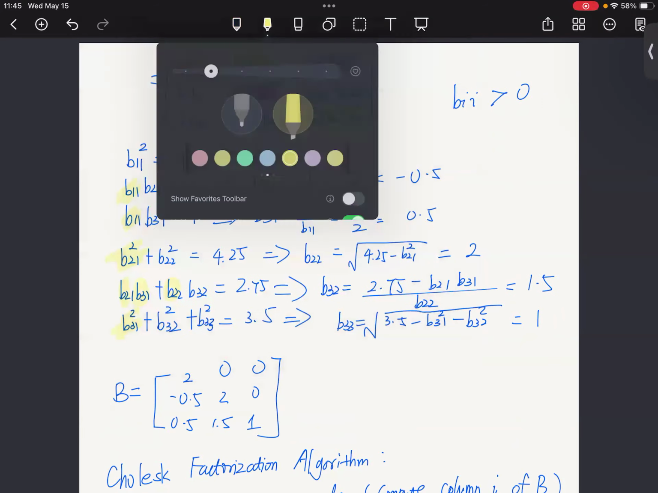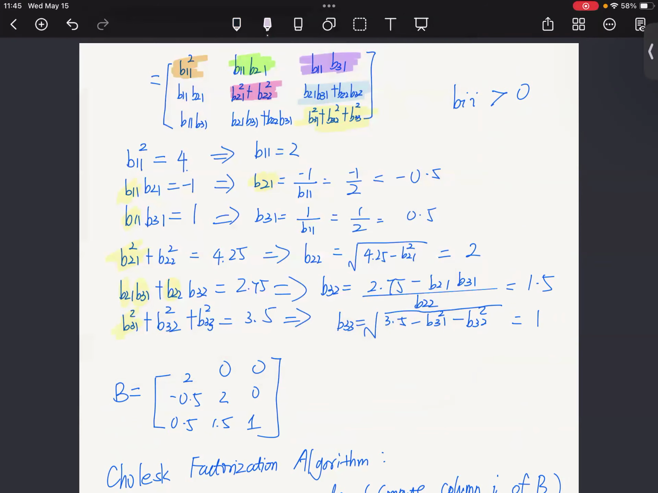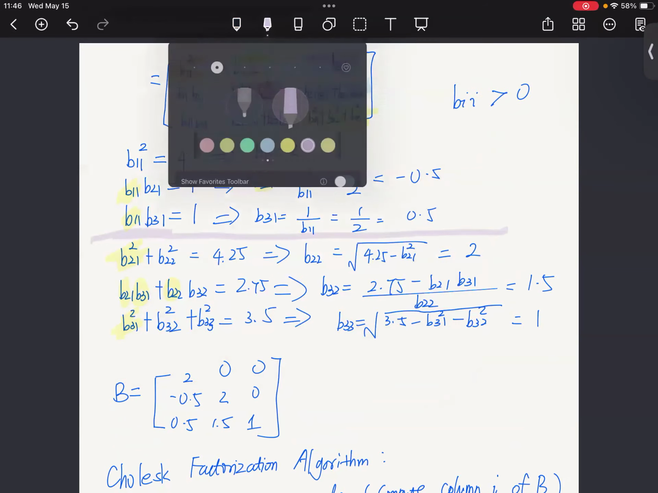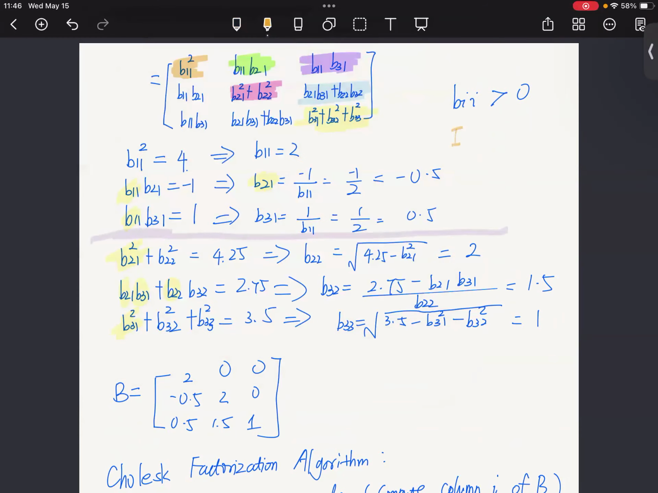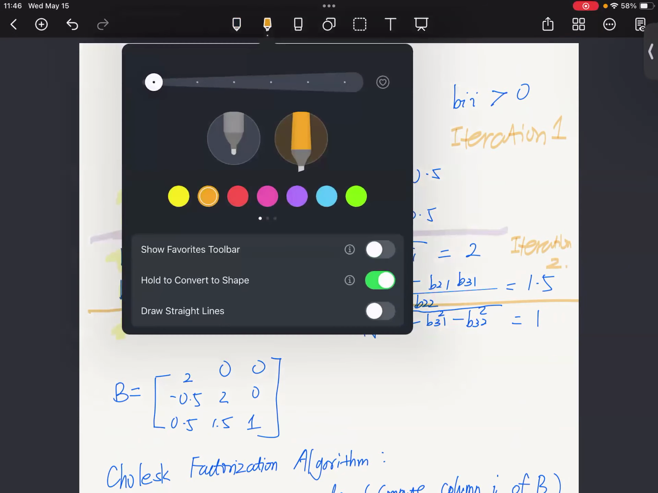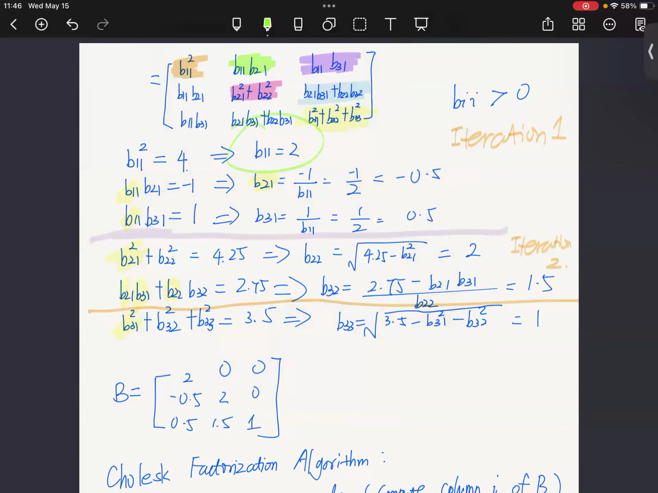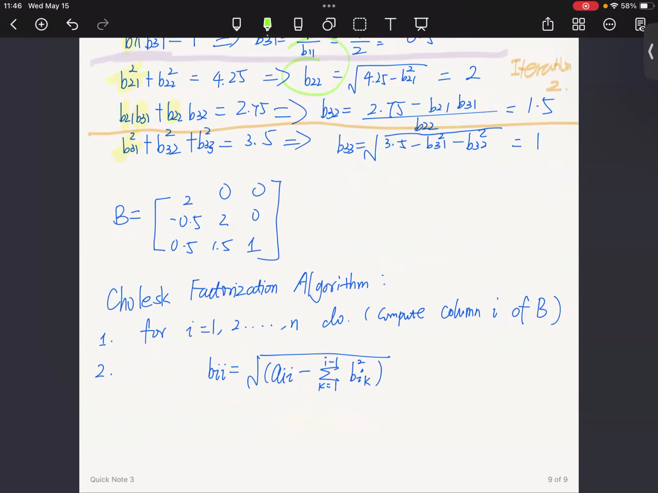And I'm going to use one line to divide all these iterations here. So this is the first iteration, iteration 1. And then for each iteration, you will see what we did is to solve for this; this is iteration 2. And for each iteration, we will first solve for the BII. So this is what we did here, solve for the BII.